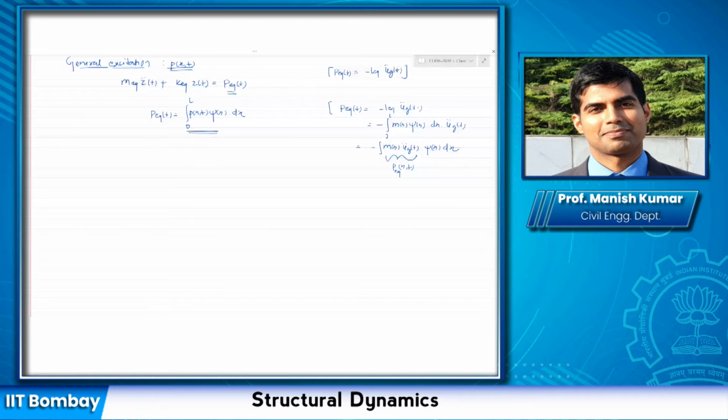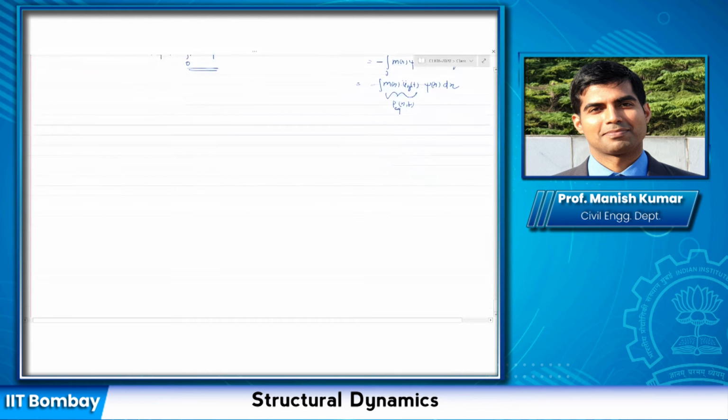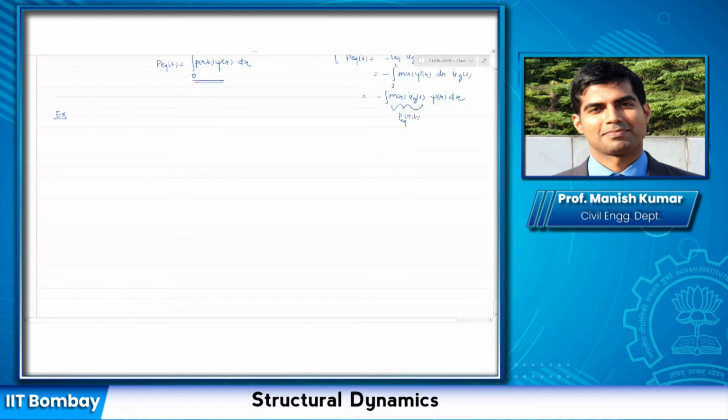Okay, if this is clear, what we are going to do is solve the example we have basically taken for deriving the peak earthquake excitation. So let us do this example, and the whole procedure that we have done would become clear to you, basically what we are trying to achieve here.